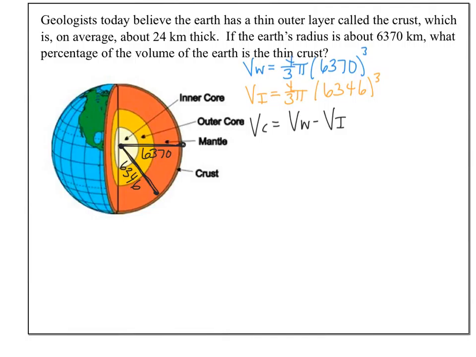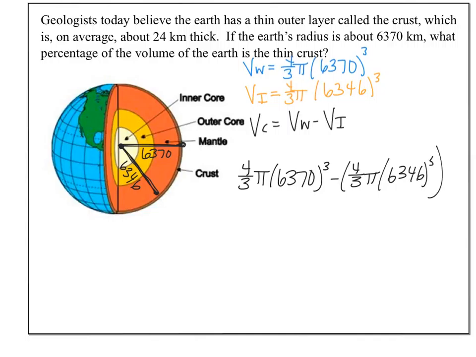So in your numerator, you're going to end up with 4/3 pi times 6370 cubed minus the inside, 4/3 pi times 6346 cubed. Remember, parentheses are important. Now, here's where it's changed. We're looking at the percentage of the volume. So the percent of volume is going to be found by saying, okay, volume of my crust divided by the total volume of my world. So that's what we're looking at.